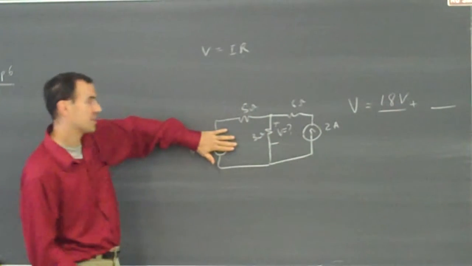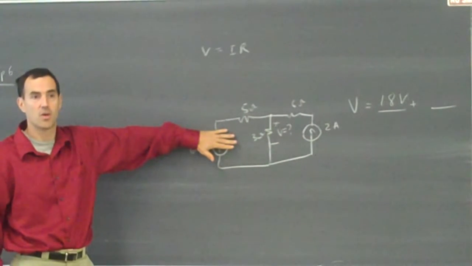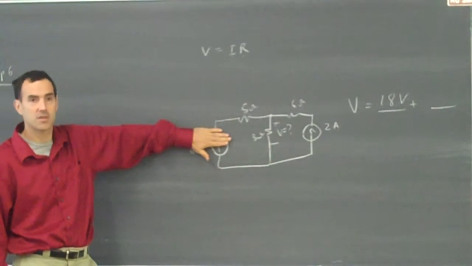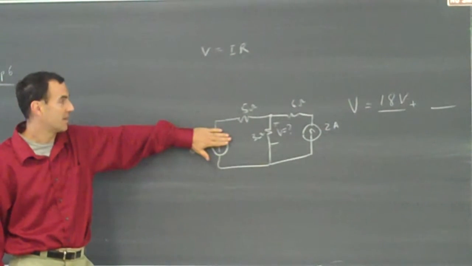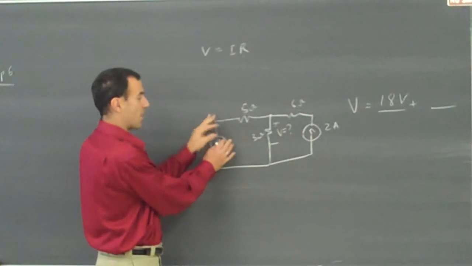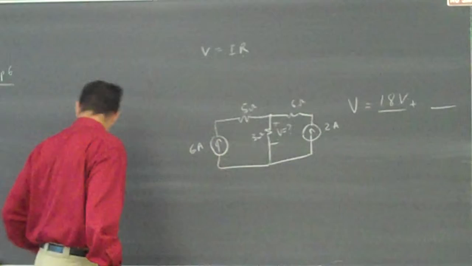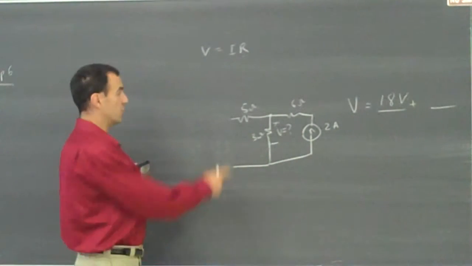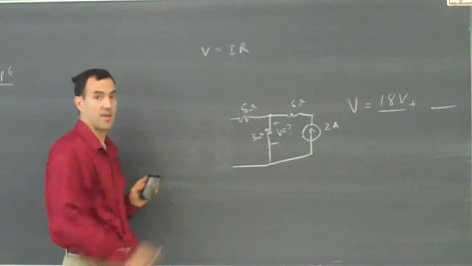Now I shut off the 6 amp current source. What's the voltage across the 3 ohm resistor if I shut off the 6 amp current source? 6 volts. Yes. Because if I shut that off, this is like an open circuit. So there's no current through here, so there's no current through the 5 ohm resistor.